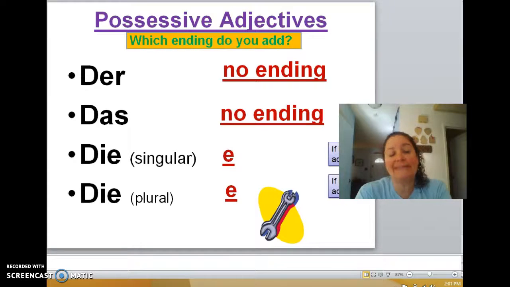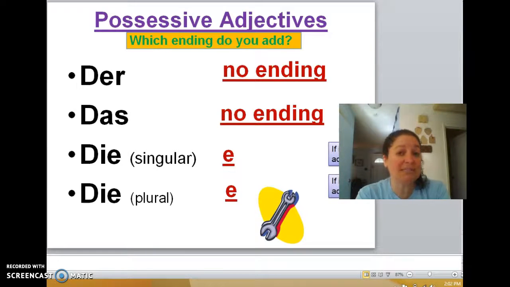But the next word is die, and the first one is singular, like die Schultasche. So here you'll see that the ending is E. So if you want to say my school bag, you have to add the E onto the end of the root word mein and say meine Schultasche. If you want to say your school bag, you say deine Schultasche. That's pretty much all there is to it. If it's a D word, you add an E. The last one on there is a D word, but it's plural.